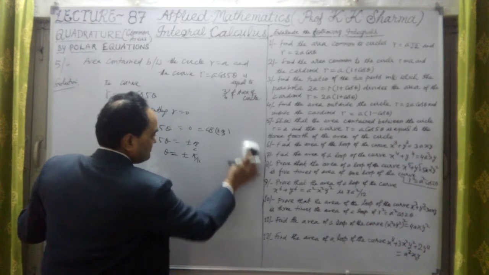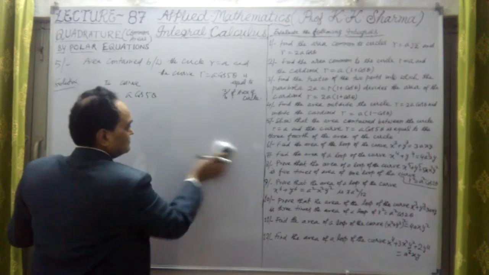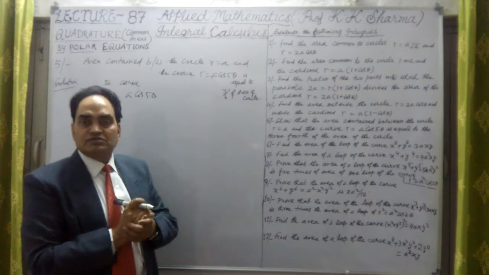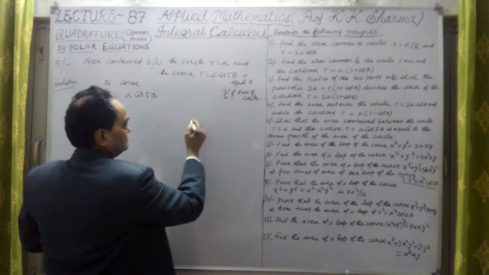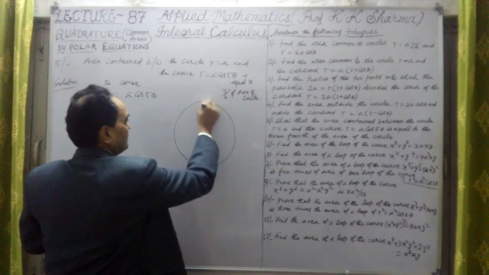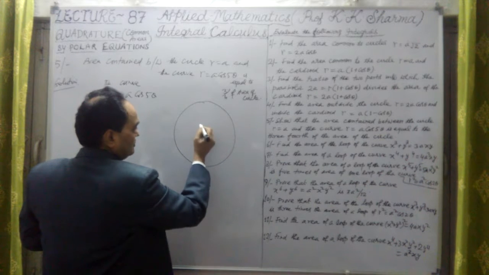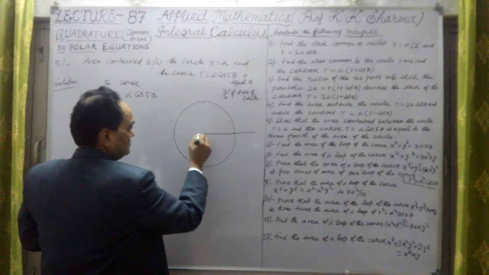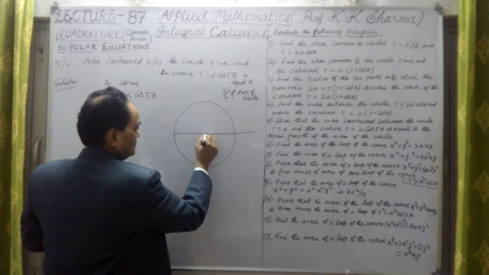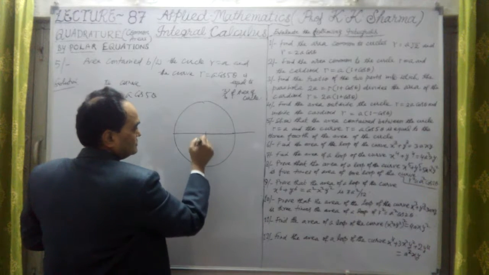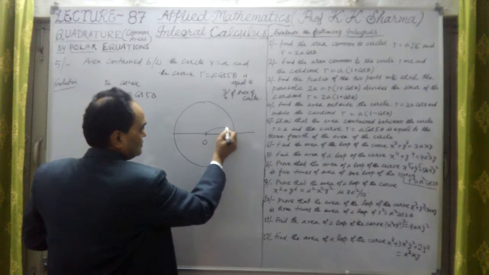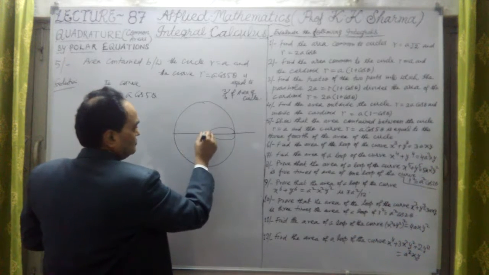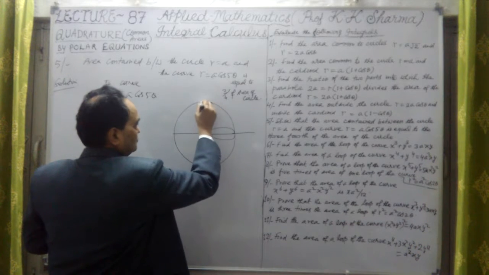Now let me draw the curve and the circle. It says to find the area of the figure which is contained between the circle and this curve. So this is a circle here. Let me draw it with radius a. In this case this is the initial line, and this is the center O. So what are the loops here? This is one of the loops. Then another of the loops is there.